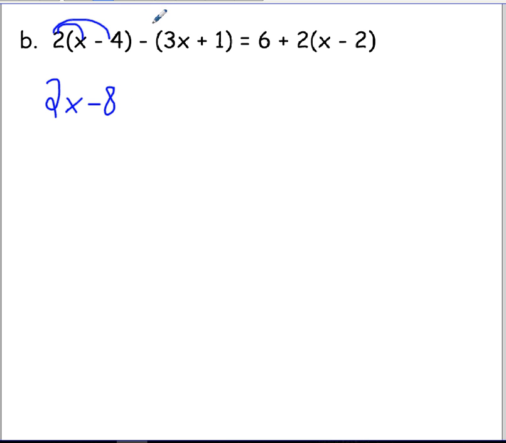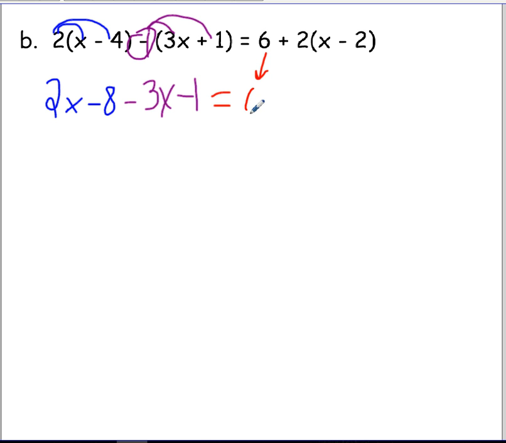In the second set, notice we just have a subtraction there. So we can think of distributing that minus, or I think of distributing a -1, multiplying everything by -1. That would leave us -3x and -1. And then we'll copy our equals sign, bring down your 6.